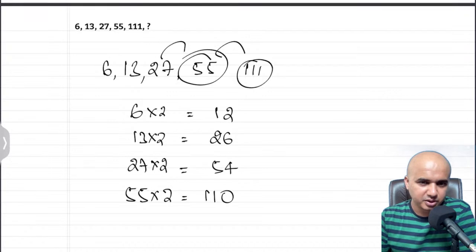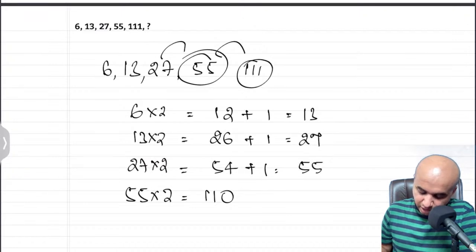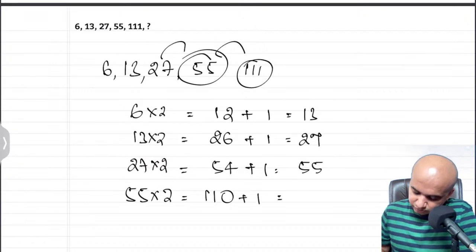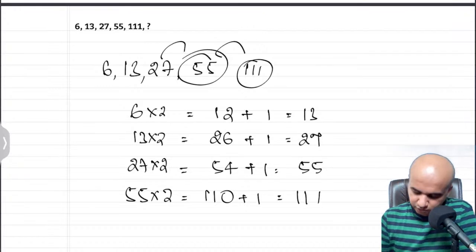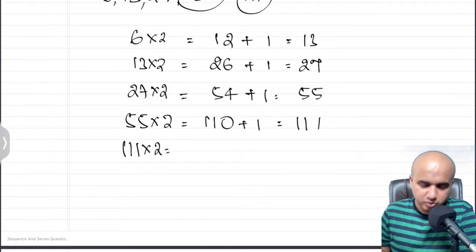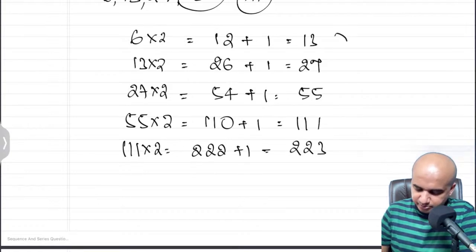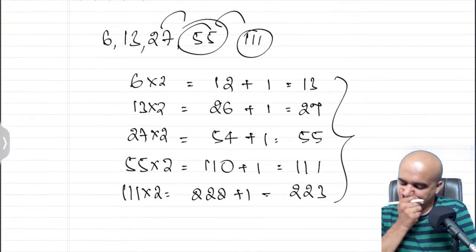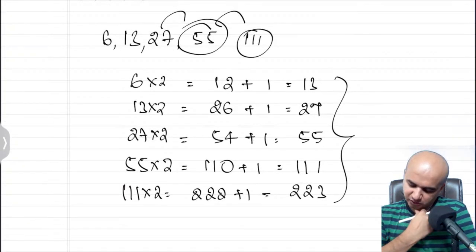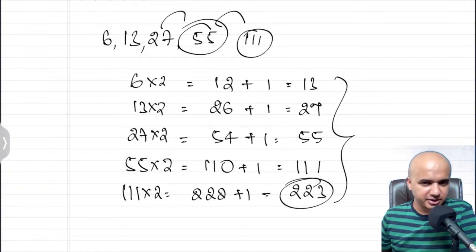So what is happening here? What exactly we have done is 12 plus 1 we have got 13, 26 plus 1 we have got 27, 54 plus 1 we have got 55, 110 plus 1 we have got 111. So now the next number would be easy to do. 111 into 2 would be 222, plus 1, 223. Simple sequence. There's nothing much happening. So 223 is in fact the right answer.